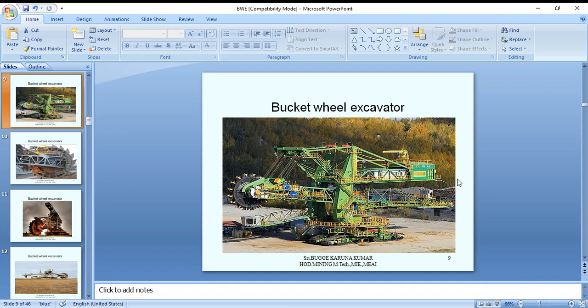This is also a superstructure. Different models are there. This is one other model.